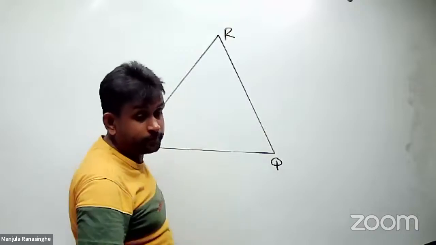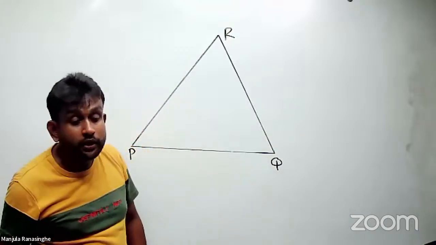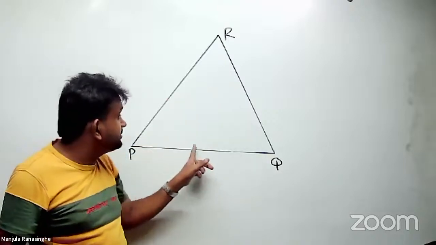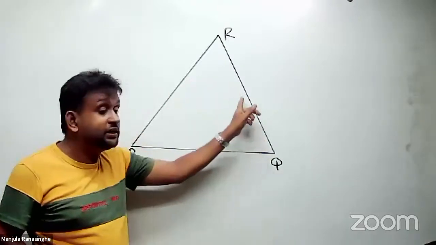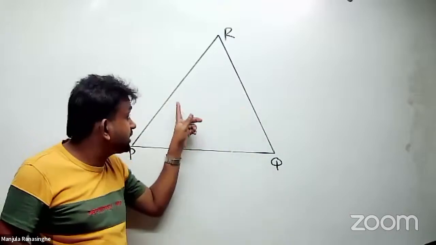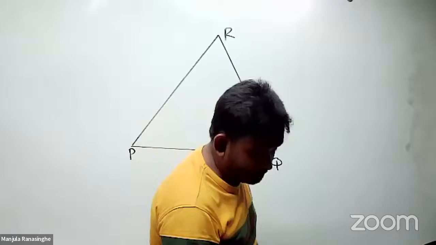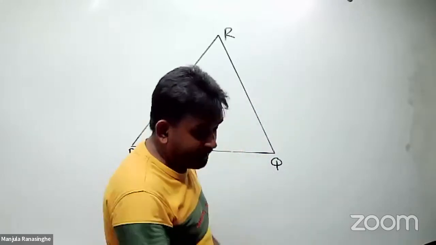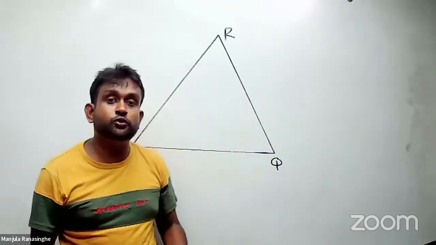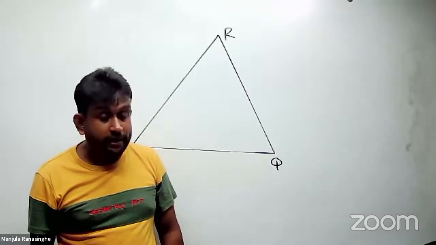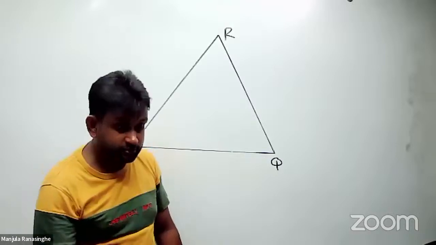Okay. Then I need to build the incircle, which passes inside the triangle and touches the three sides respectively. Okay. So what I do, I make the angle bisectors of two angles, right? So I make the angle bisector of any two angles.